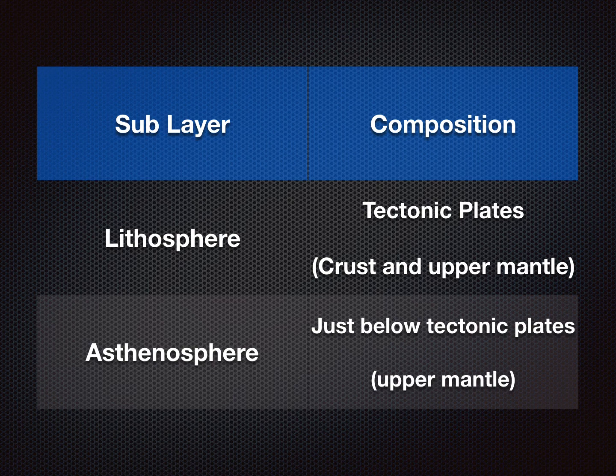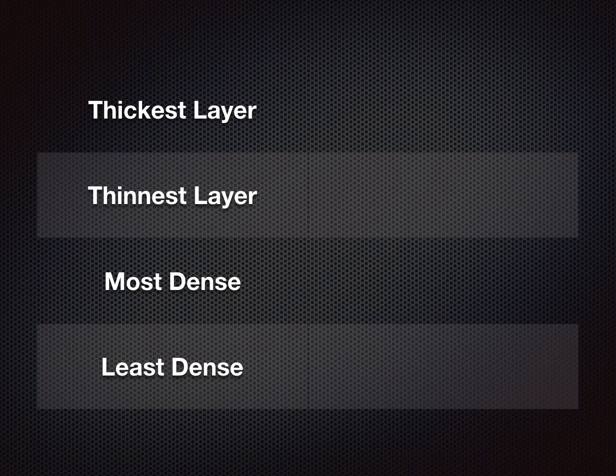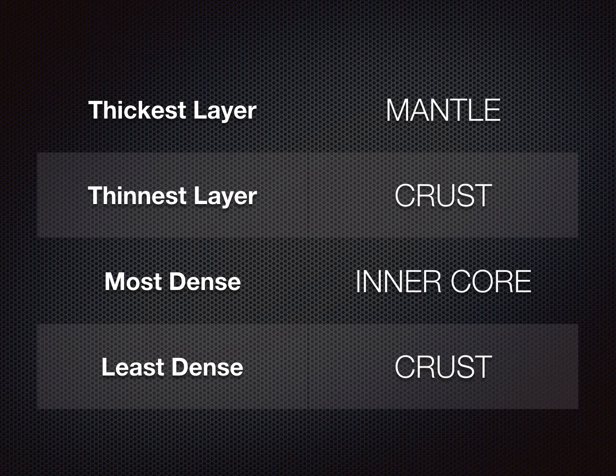The next section is another mini table. You have to know the thickest and thinnest layer. You also have to know the most and least dense layer. By traits, the mantle is the thickest layer, by far the thickest layer. The crust by far is the thinnest layer, the smallest. The most dense, and we'll talk about what density is later, is known as the inner core, and the least dense is the crust. So if you look at it, the crust actually has 2 special qualities. It's the thinnest and the least dense.